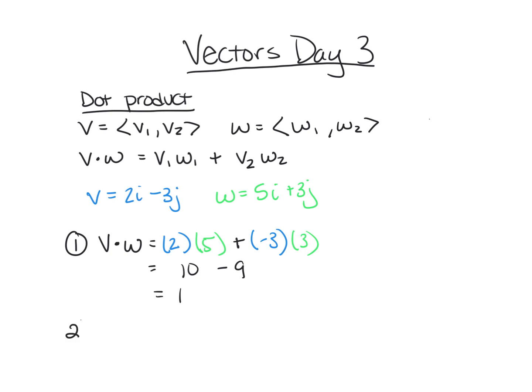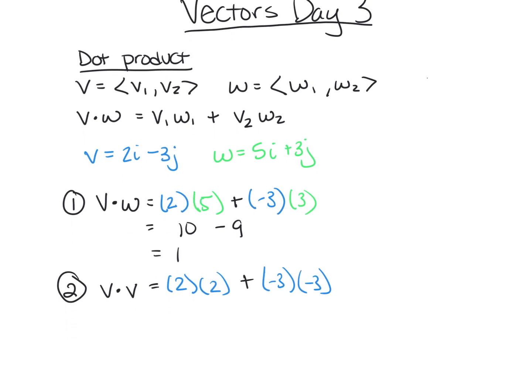So if we were to try this again, what if we try to find the dot product of vector v dot vector v? Well, that's going to be 2 times 2, our i's, plus negative 3 times negative 3, or our j's together. So in this case, that would be 4 plus 9, or 13.